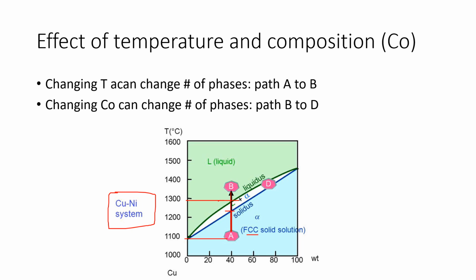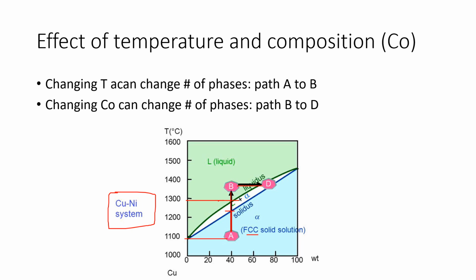Changing composition. C0 represents composition. Changing composition can change the number of phases. Path B to D is the line which represents the change. Changing the composition will result in changing the phase.